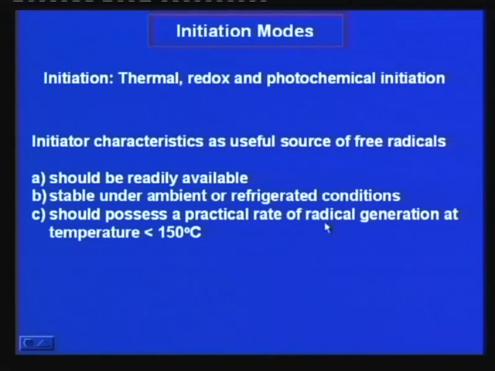It should possess a practical rate of radical generation at temperatures less than 150 degrees Celsius. Otherwise, if the polymerization needs to be carried out at high temperature, then the cost of the polymer will be high. It will be convenient as well as economic if the polymerization can be carried out at lower temperature. There are various reasons. We can save energy if we polymerize at lower temperature. At the same time, if we carry out the polymerization at higher temperature, what will happen?